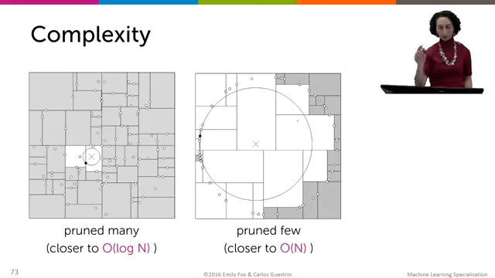whereas in that more contrived example where our data lay on a circle, and based on that center heuristic that we had for how to create the splits, we end up having to search almost every node in the tree. So this looks a lot closer to order n, so not much savings in this case.